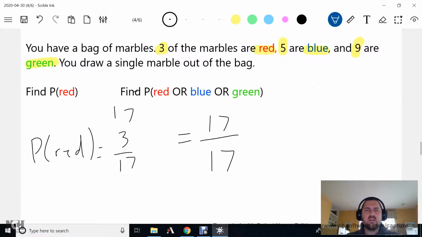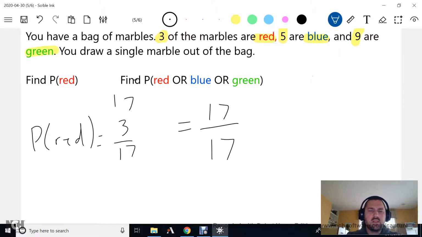Oh, what is 17 over 17 going to equal? It's going to equal 1. This is what a probability being equal to 1 means. It's going to happen. It has to happen. And in this case, if you think about it, you have a bag of marbles, you pull a marble out, there's only red, blue, or green marbles in there. The probability you pull out a red or blue or green marble is just 1 because that's what can happen. Nothing else could happen.